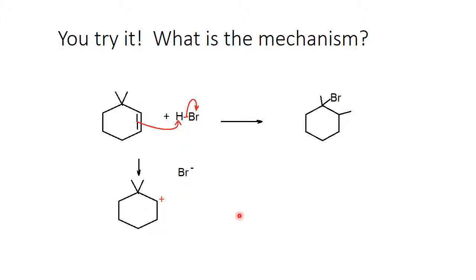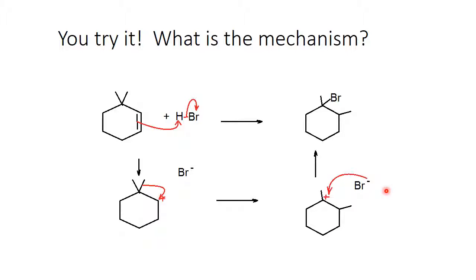That gives this carbocation. Once that carbocation forms, one of these alkyl groups can walk over, like that. If that alkyl group walks over, what do you get? You get the carbocation here. Now, the bromide can dive in onto that carbocation, and then it forms this. And that would be the mechanism for that reaction.